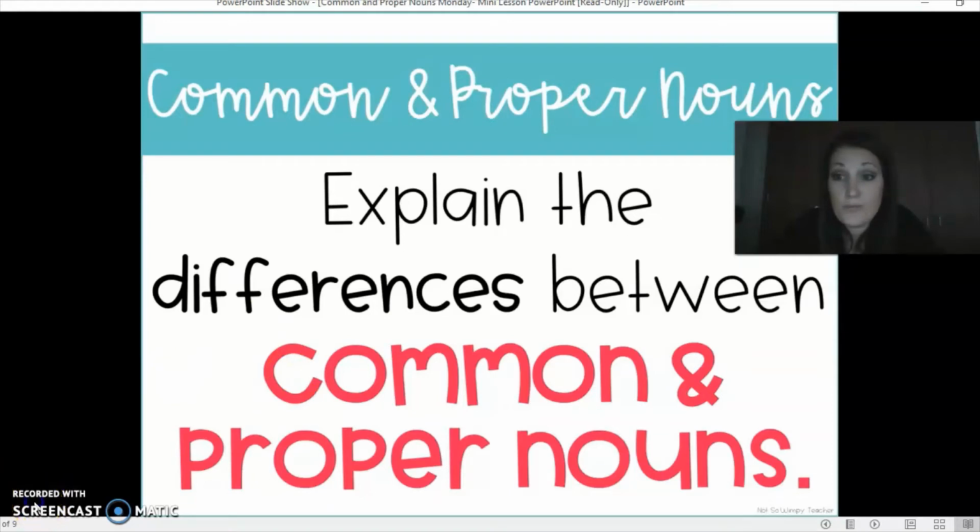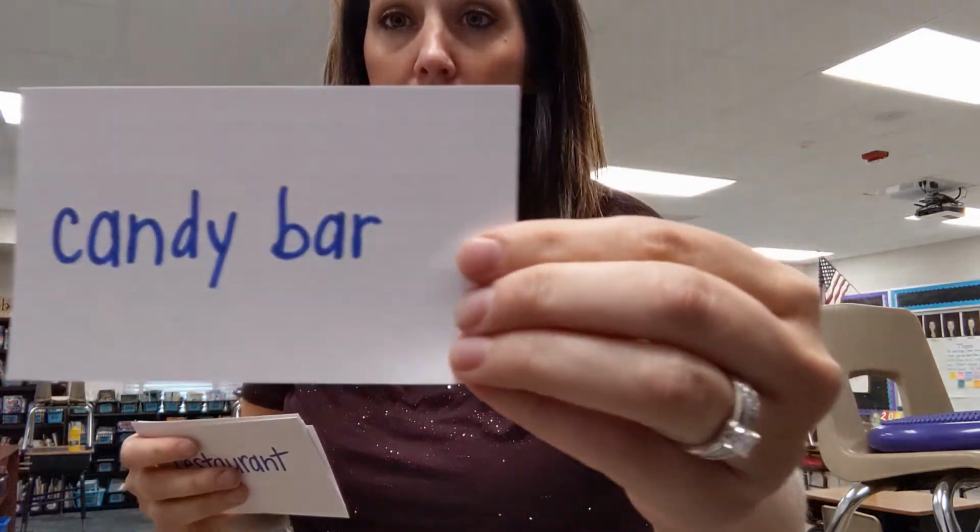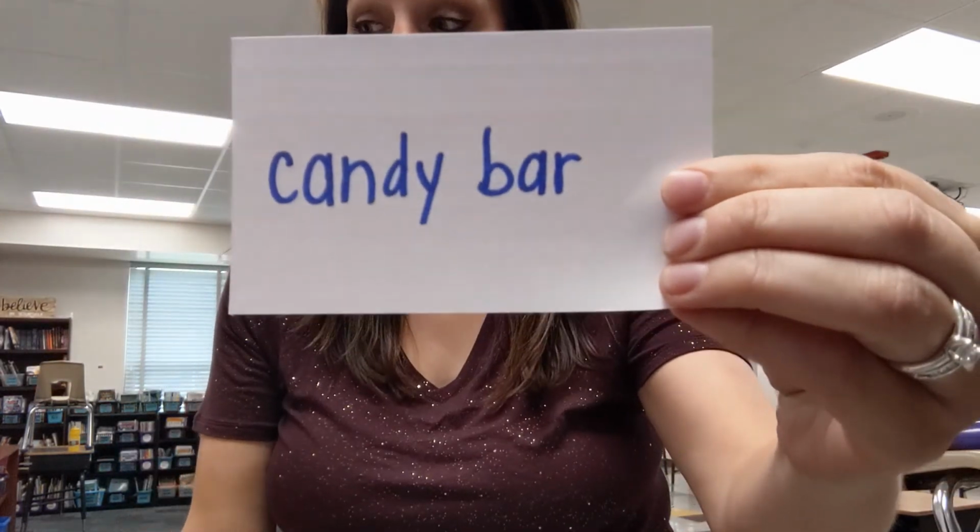All right, time to play a game. I'm going to show you a card with a word on it, and then I'm going to give you 5 seconds, and you need to decide whether it's a common noun or a proper noun. And say it out loud, and then see if you beat me. Ready? Steady. Go. Candy bar. Common noun. It's common because if I say, I just ate a candy bar, you don't know what kind I ate. I have to be more specific and tell you the type of candy bar for it to be proper.